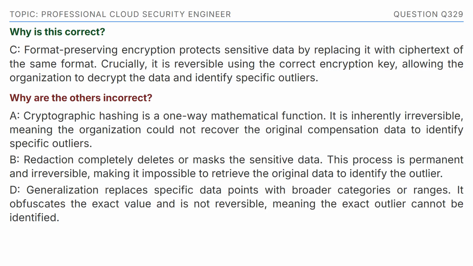Why are the others incorrect? A. Cryptographic hashing is a one-way mathematical function. It is inherently irreversible, meaning the organization could not recover the original compensation data to identify specific outliers. B. Redaction completely deletes or masks the sensitive data. This process is permanent and irreversible, making it impossible to retrieve the original data to identify the outlier. D. Generalization replaces specific data points with broader categories or ranges. It obfuscates the exact value and is not reversible, meaning the exact outlier cannot be identified.